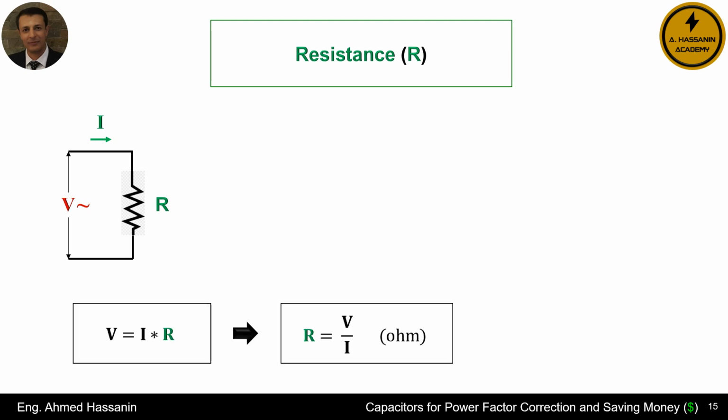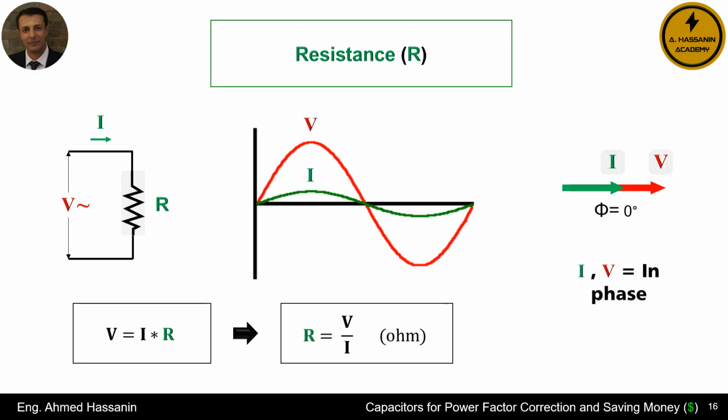Using the equation in front of us, or Ohm's law, we find that voltage equals current multiplied by resistance. Therefore, the value of the resistance in ohms is equal to the voltage in volts divided by the current in amperes. As we can see in the figure, the electric current is in the form of a sine wave and matches the voltage wave, which is also a sine wave. Therefore, the phase angle phi between the voltage and the current is equal to 0.